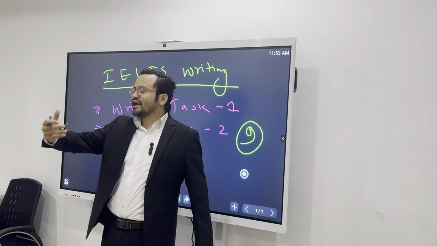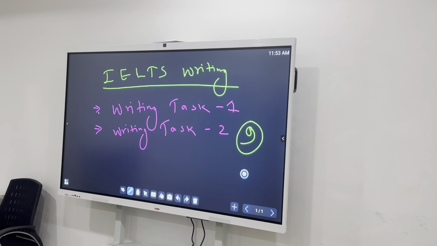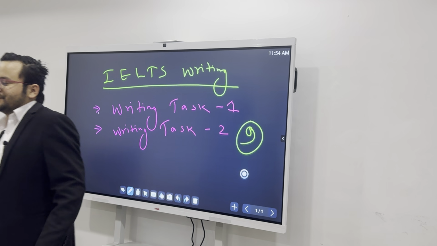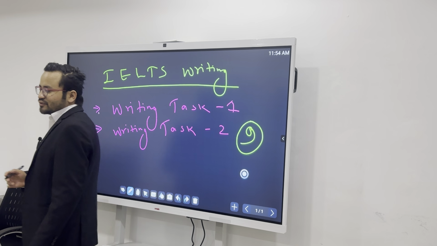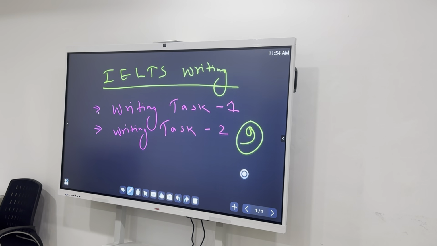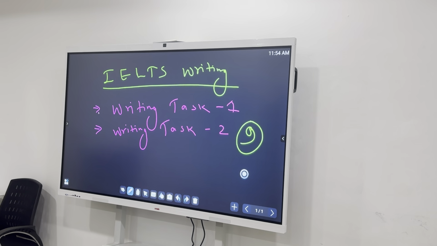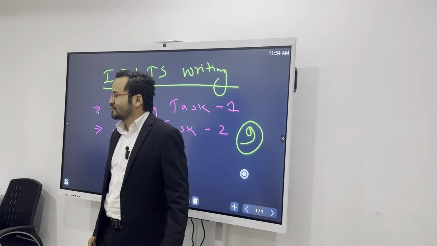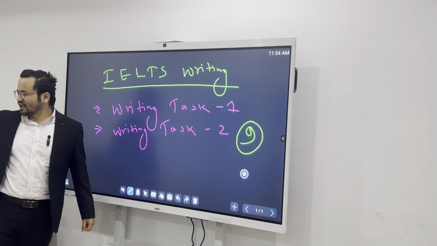Okay, now just rewrite what I say. Underline this, and now you start writing from here. You should spend about 20 minutes on this task. Write it down, write whatever I say. It's not just writing, you're also listening. You should spend about 20 minutes on this task.